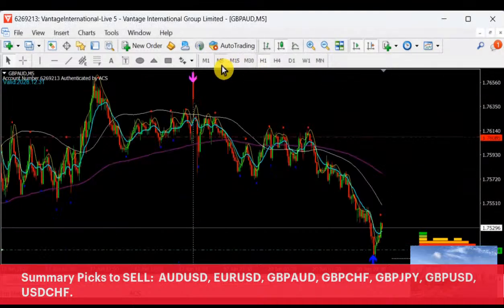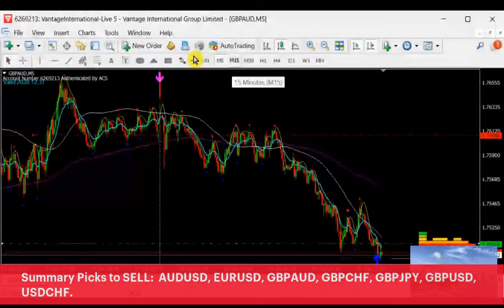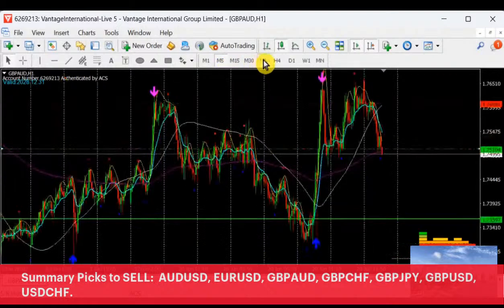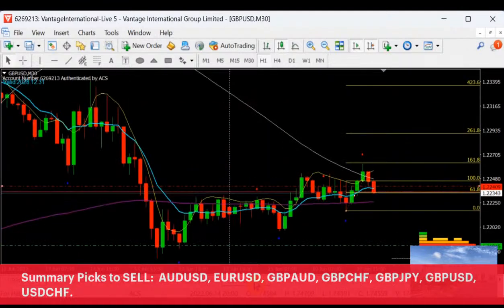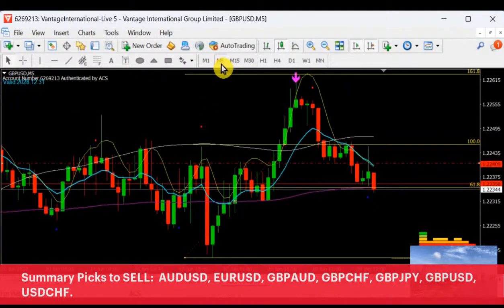Pound Aussie breaking out of the support now. Okay. Good try. That's good, Jeff. Very good. Then for pound dollar, what we are looking out for are the rejections here, and now depending on the next M5. Okay, next M5. Still holding on.